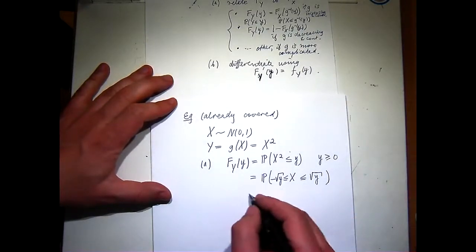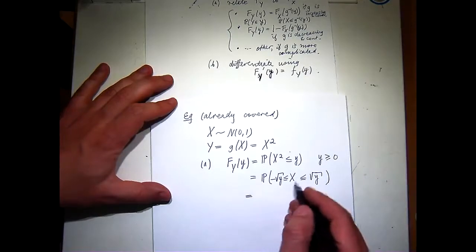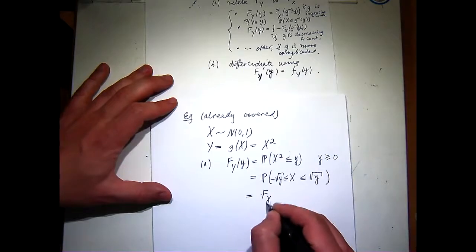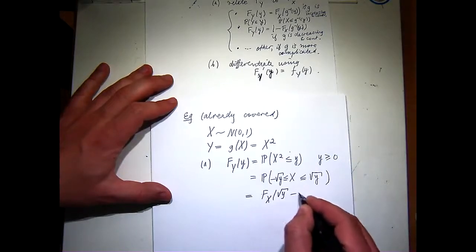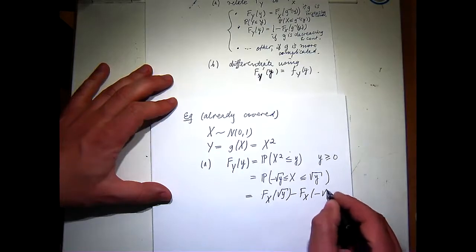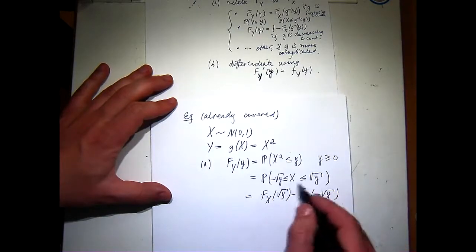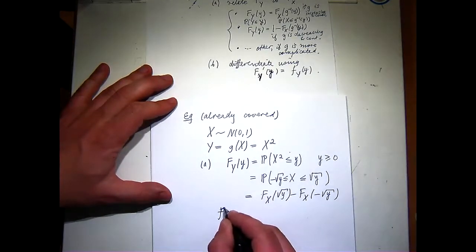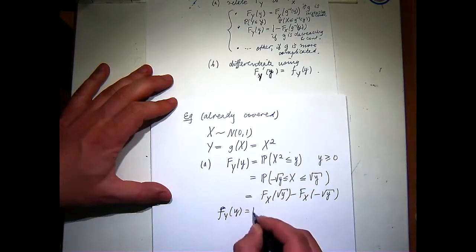So let's go on. And the key thing to do is, in the context of a continuous distribution, I don't care about equals versus not equals. So this is F_X of square root y minus F_X of minus square root y, right? I take the chance of being less than or equal to here and subtract the ones that are too small. And so little f_Y of y equals big F_Y prime of y.